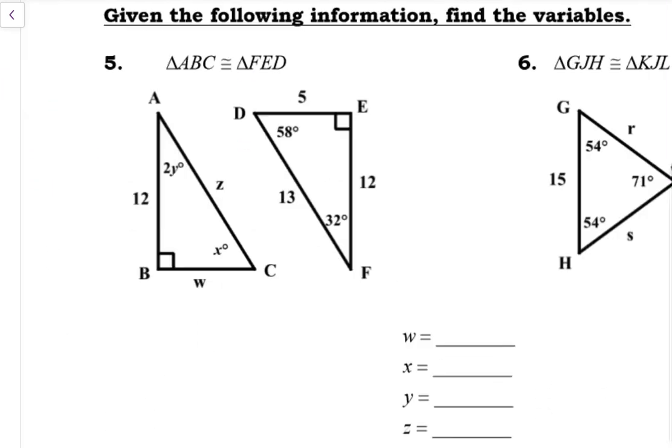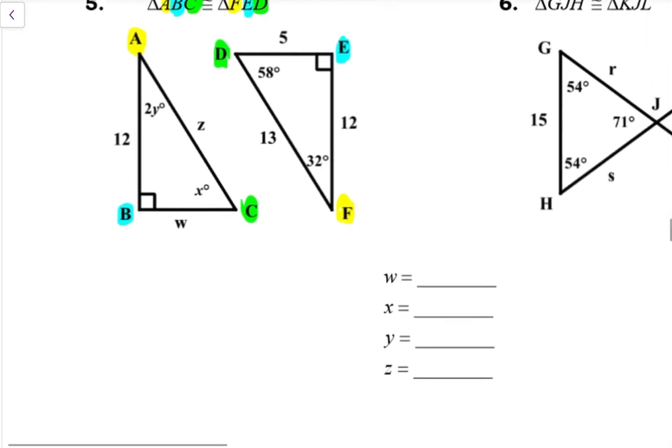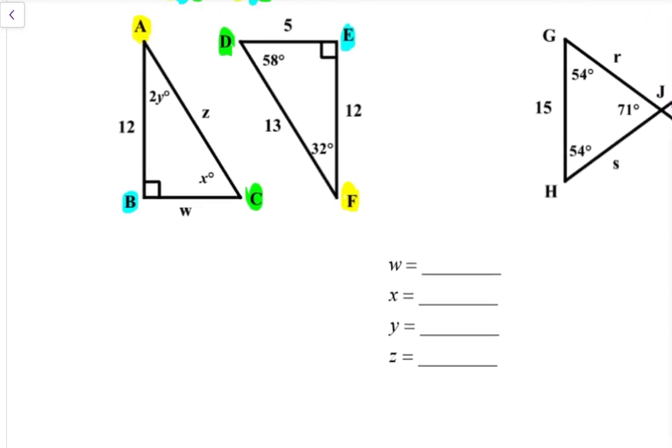Cool. So next we have to find the following variables given that these triangles are congruent. First thing I'm going to do is mark off all my congruent parts. So A goes with F. Then I'm going to do B, E, and then C, D. Cool. So I need to find W, X, Y, and Z.